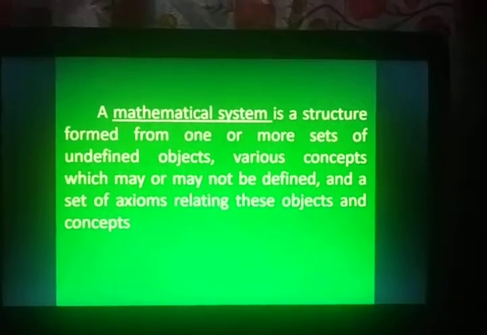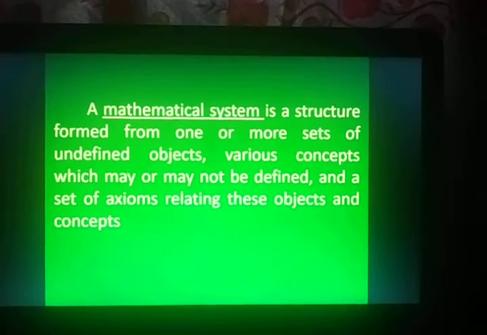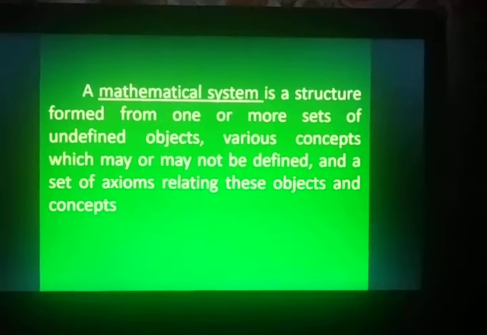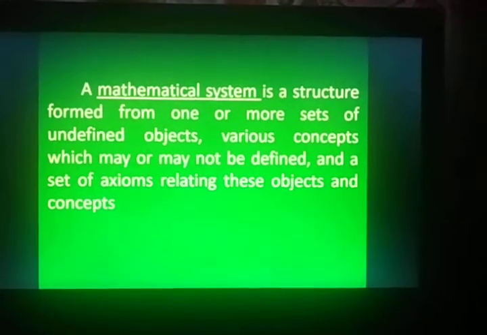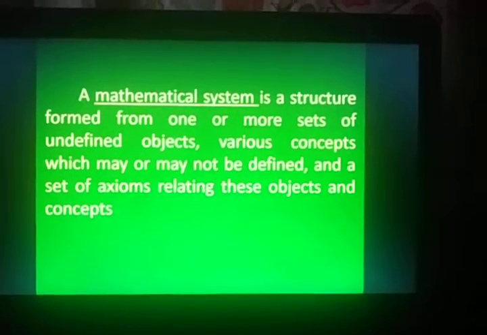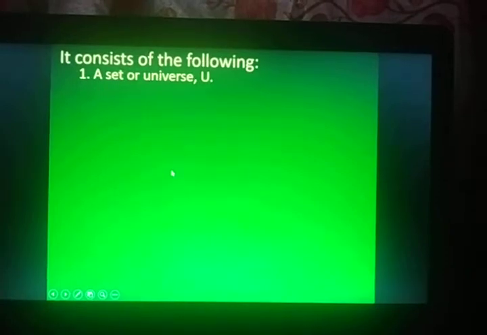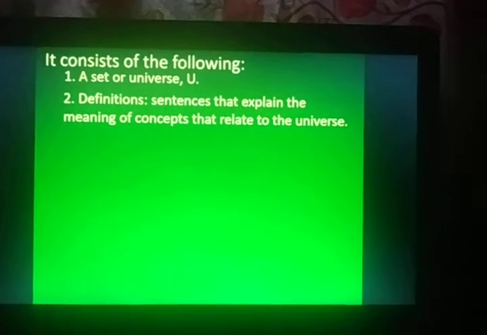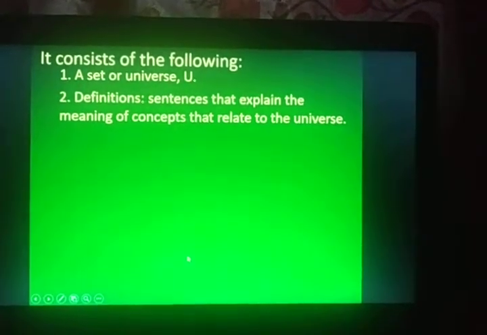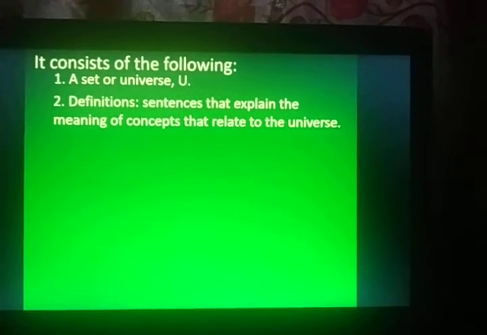A mathematical system is a structure formed from one or more sets of undefined objects, various concepts, which may or may not be defined, and a set of axioms relating these objects and concepts. And so a mathematical system consists of the following. Number 1, a set or universe represented by capital U. Also, this consists of definitions, sentences that explain the meaning of concepts that relate to the universe.